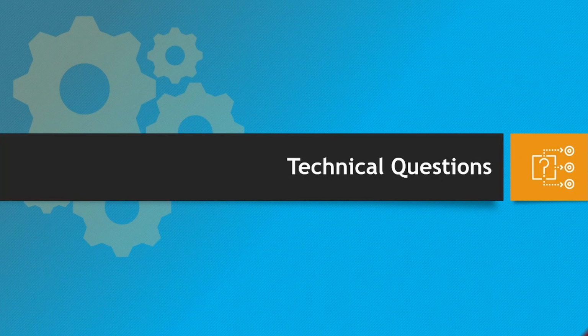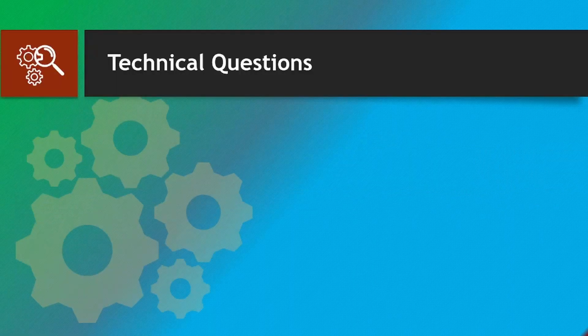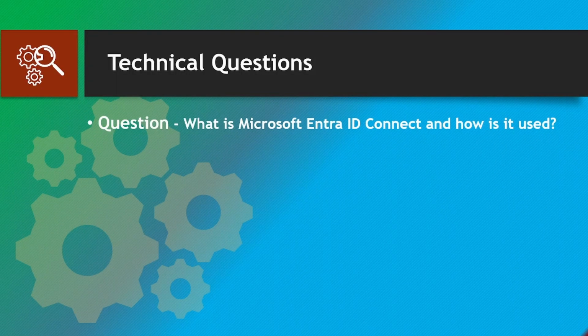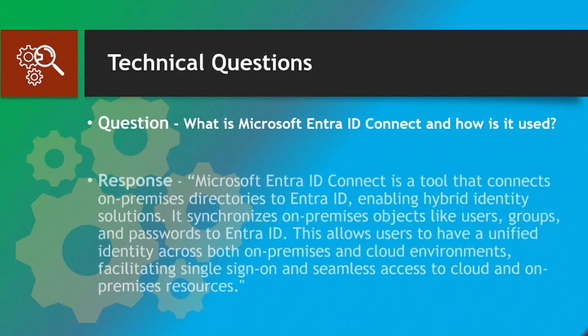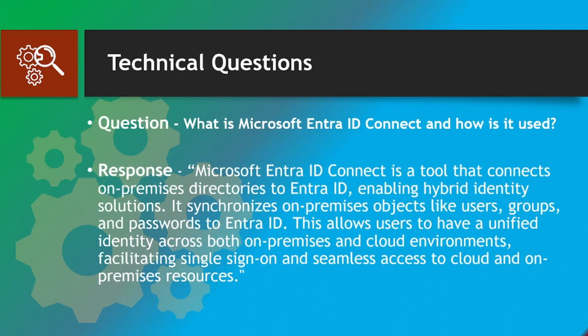Now, we would be moving to the technical set of questions. The first question could be, what is Microsoft Entra ID Connect and how is it used? Microsoft Entra ID Connect is a tool that connects on-premises directories to Entra ID, enabling a hybrid identity solution. It synchronizes on-premises objects like users, groups, and passwords to Entra ID. This allows users to have a unified identity across both on-premises and cloud environments, facilitating single sign-on and seamless access to cloud and on-premises resources. So this way, we can have the same user account which is created in on-prem Active Directory to access resources on the cloud.